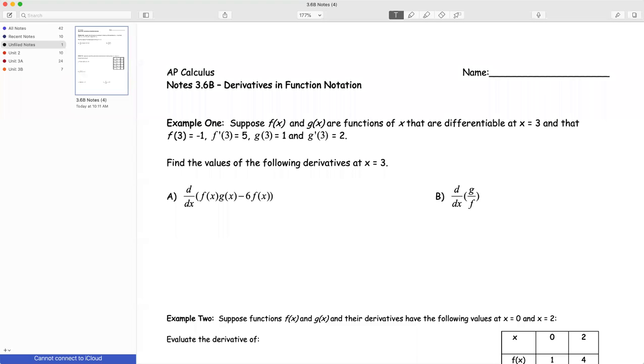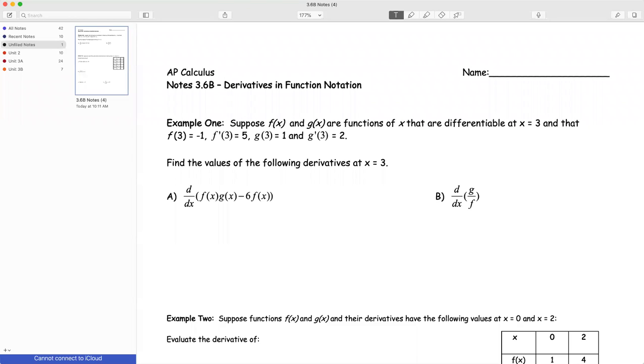So example 1 says, suppose f of x and g of x are functions of x that are differentiable at x is equal to 3, and that f of 3 is equal to -1, f prime of 3 is 5, g of 3 is 1, and g prime of 3 is equal to 2. Find the values of the following derivatives at x is equal to 3.